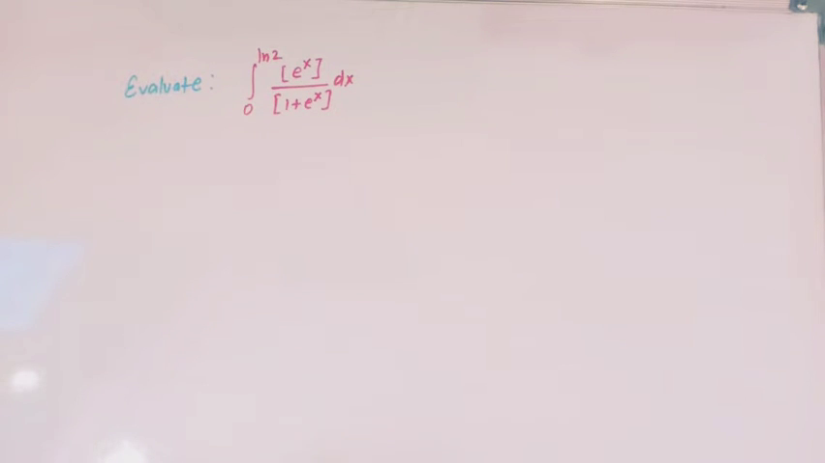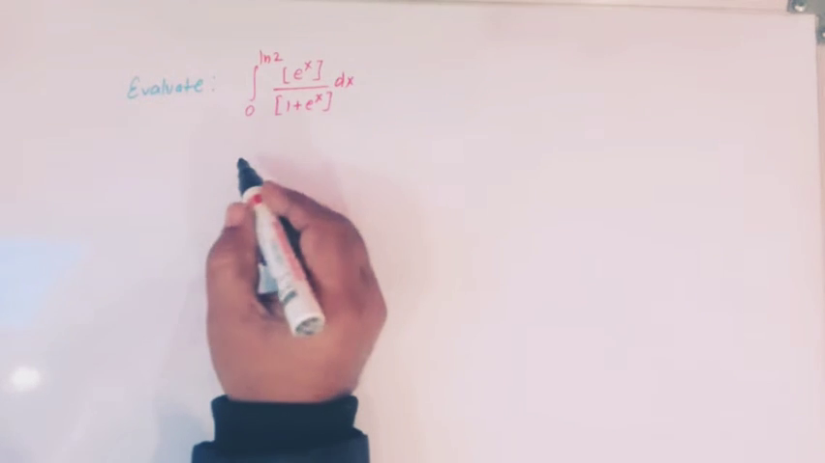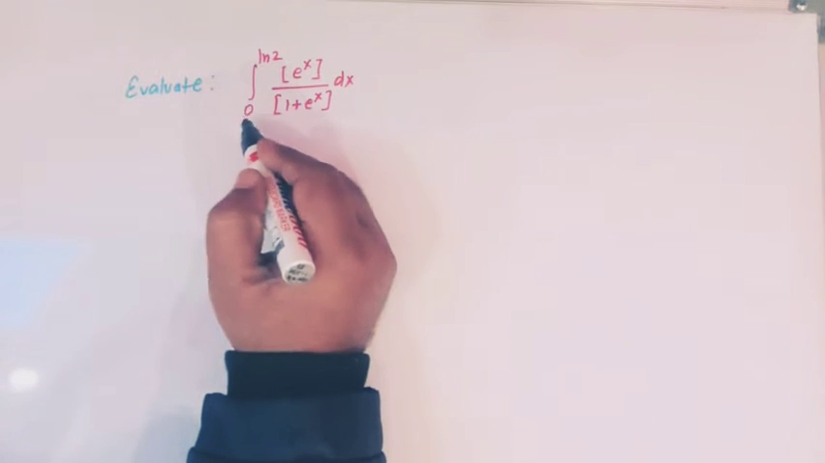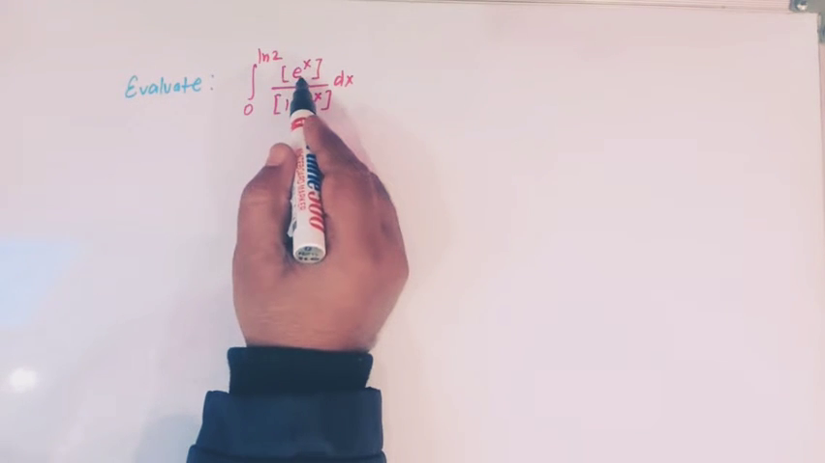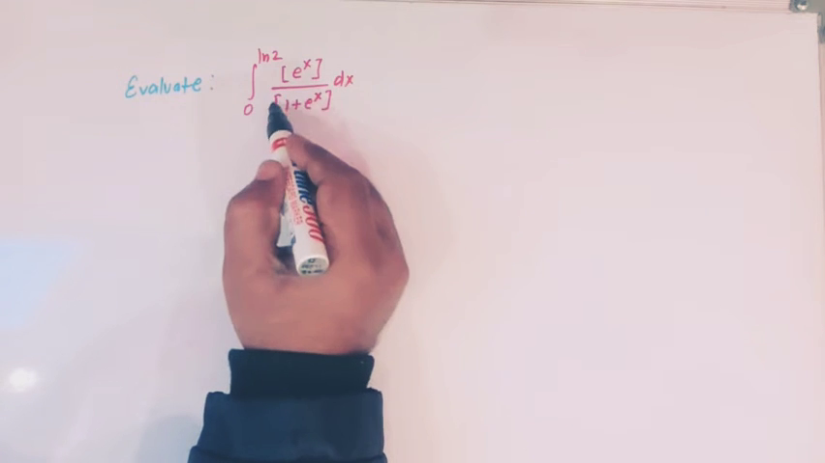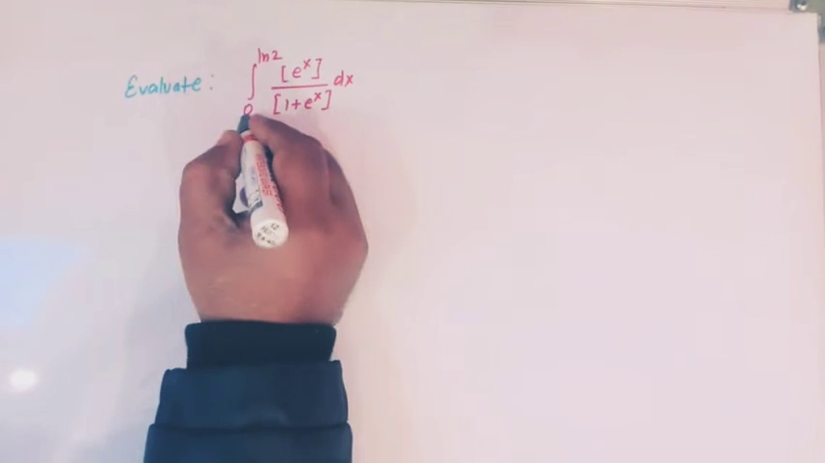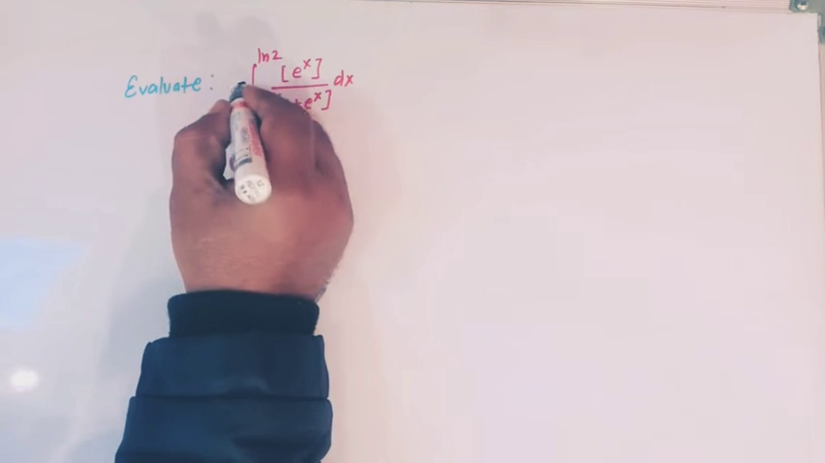Hello viewers, in today's class we are going to solve one important definite integral involving the greatest integer function. So here we have the problem. We have to integrate the greatest integer of e raised to x divided by the greatest integer of 1 plus e raised to x, from 0 to log of 2. So let us start. Let us first call this integral I.